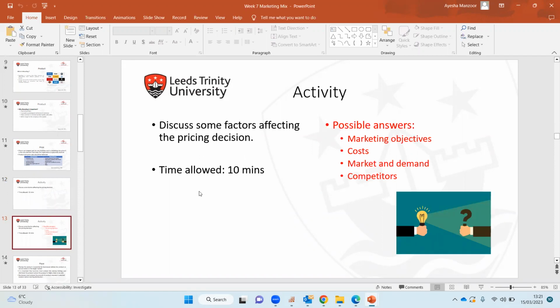Then we discussed some factors affecting pricing strategies, for example, in that activity. The possible answers were marketing objectives, the cost, market and demand, and the competitors. So these are the factors that could affect the pricing strategies of any product.